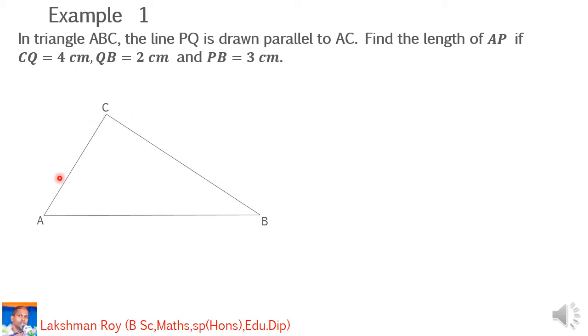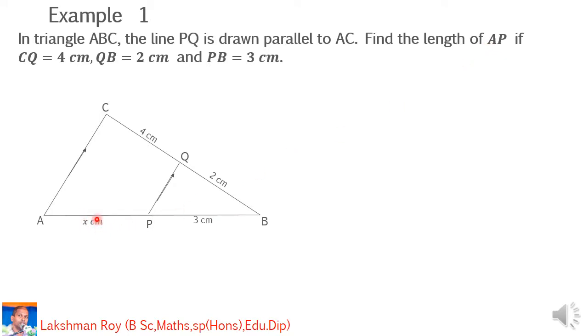So the line is drawn parallel to the AC side. This is the PQ line segment. PQ is drawn parallel to it; these are parallel, so we put an arrow mark. The lengths are given, so you have to find the AP length. CQ is the small part, 4 centimeters. QB is also given, this part is 2 centimeters, and PB is also given, 3. You want to find AP, so take that as x centimeters.